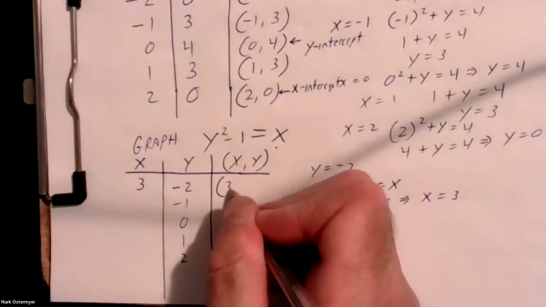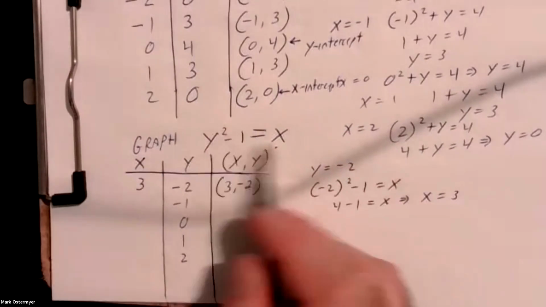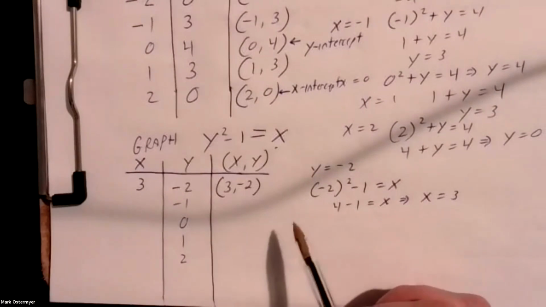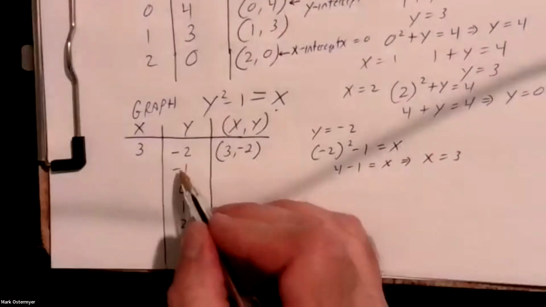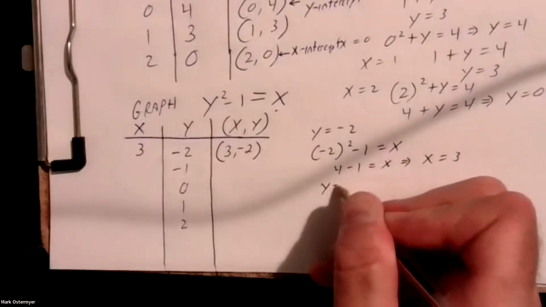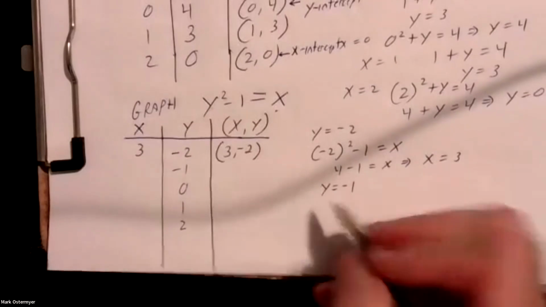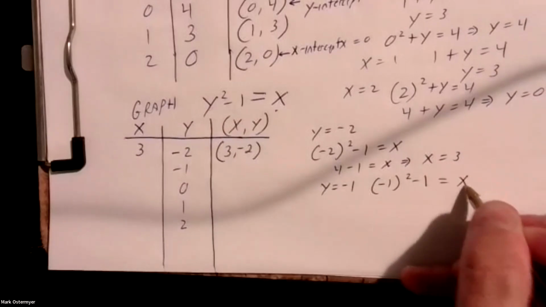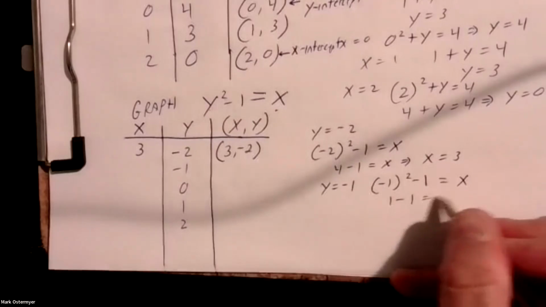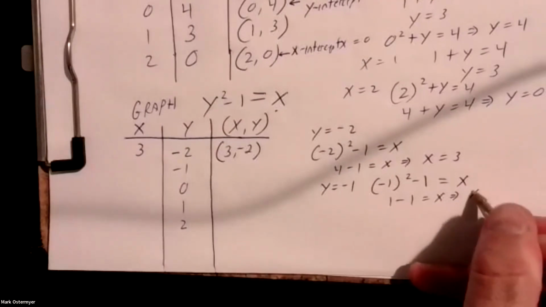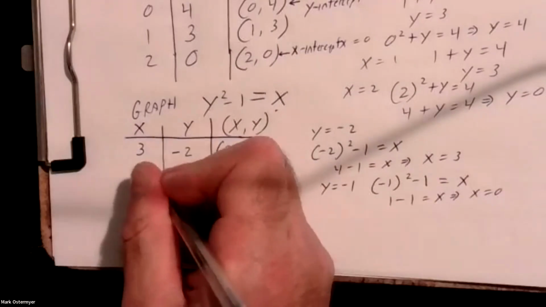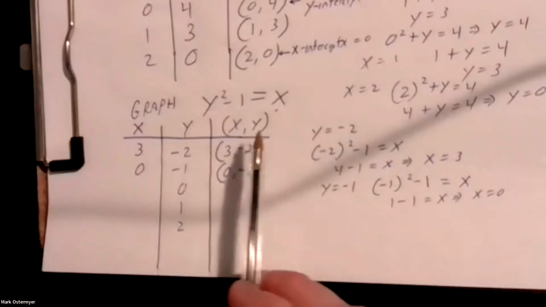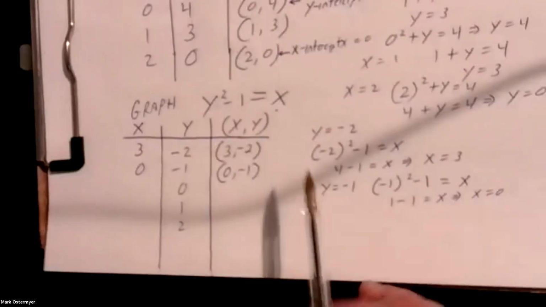Hence, the ordered pair (3, -2) is not only a solution to this equation, but it's a point that would also lie on the graph of that equation. If y is equal to -1, we substitute -1 in for y, and we would have (-1)² - 1 equals x. So we're going to have 1 - 1 equals x, which means x is 0. Hence, the ordered pair (0, -1) also is a point that lies on this graph.